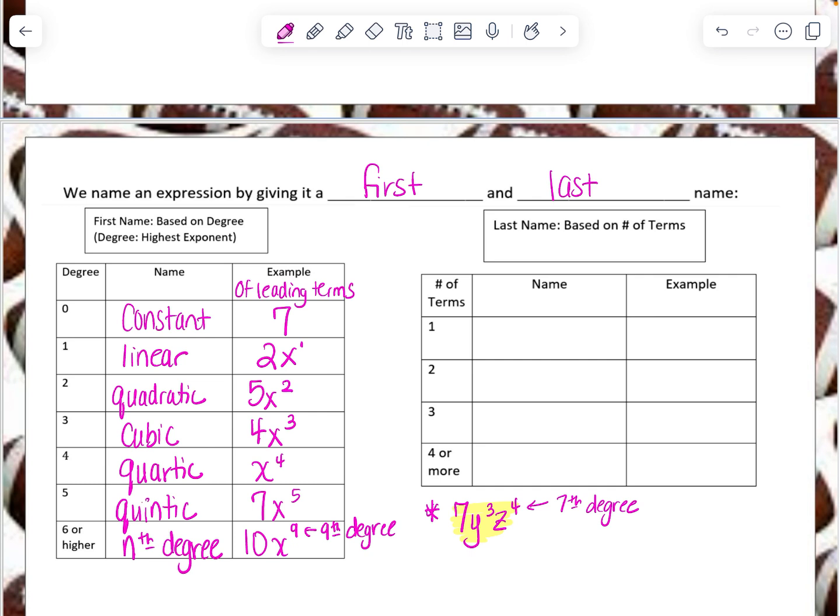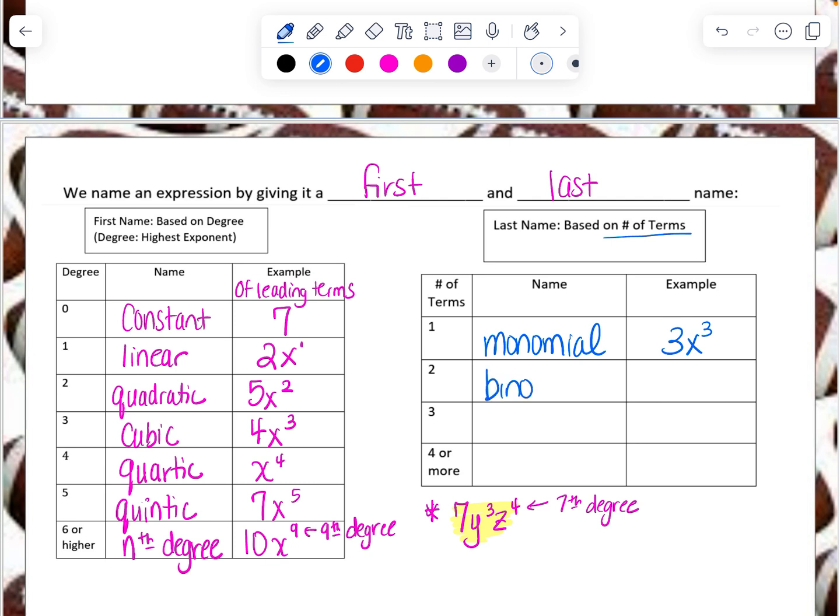All right, the last name for polynomials. Our last names are based on the number of terms in the polynomial. So if we have one term, it's called a monomial, or his last name is monomial. An example of that would just be 3x. It could be 3x cubed, but that's a monomial. He's all by himself. If there are 2 terms, he's called a binomial. A binomial could look like 2x minus 1.